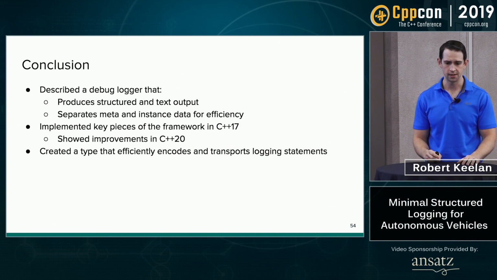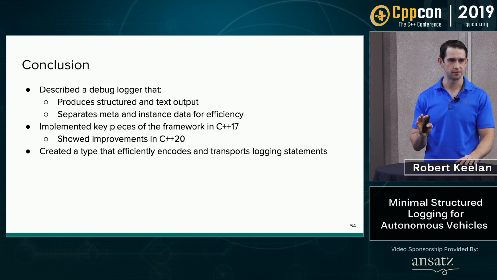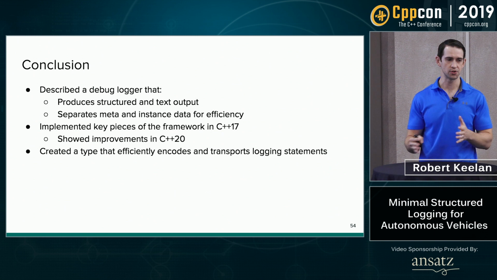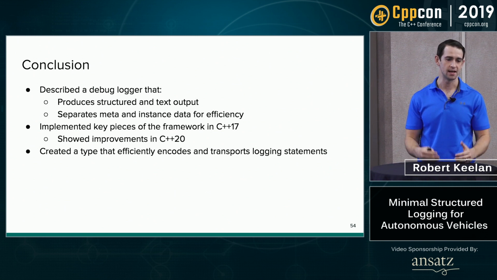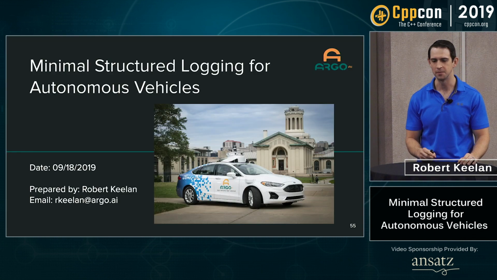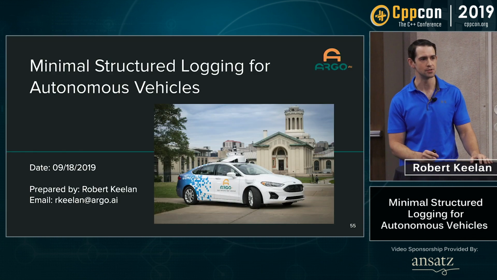One thing I wanted to mention really quickly, for those of you who might want to ask about std::source_location: I tried to use that for an improvement in C++20, but couldn't get it to create a constexpr version and get the function name to show up correctly. So if anyone has any clues on how to do that, I'd like to hear that after the talk. But that's been minimal structured logging for autonomous vehicles, and thank you.